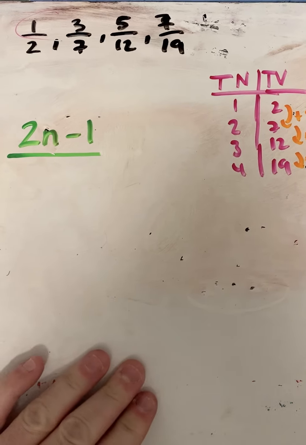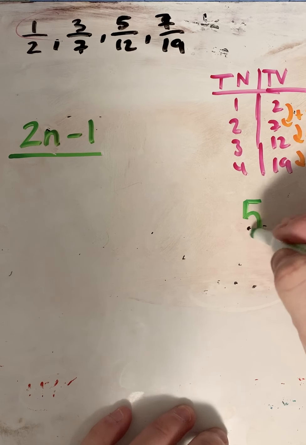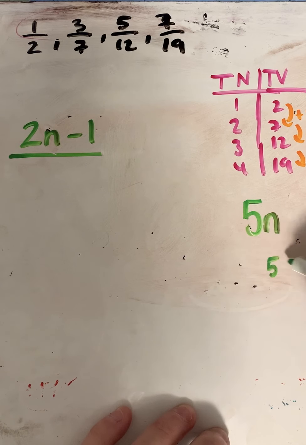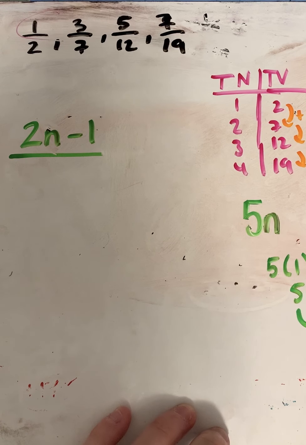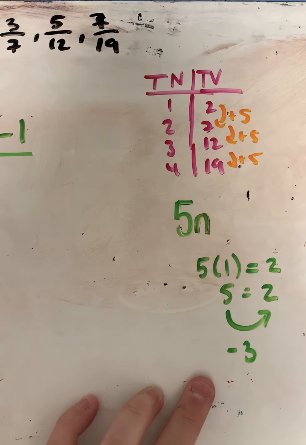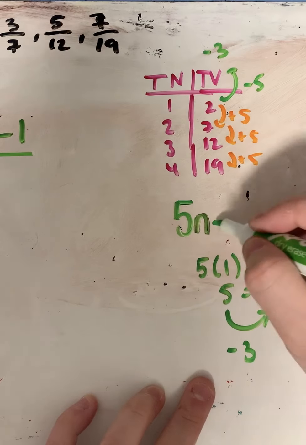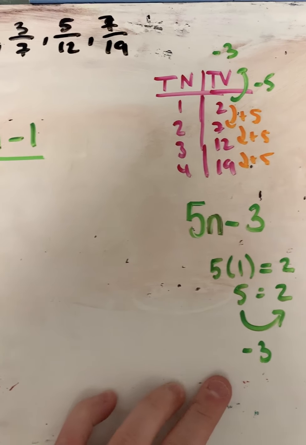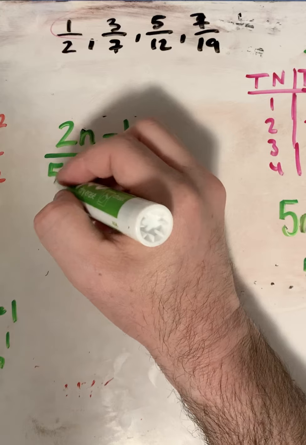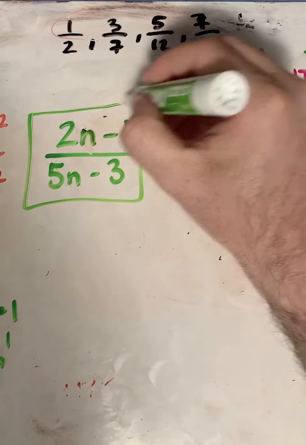Again, I could look at term 0 if I really wanted to, but I'm not going to in this case. I'm just going to solve it in the same way. So I'm looking at 5n. I'm going to do 5 times 1 equals 2. 5 equals 2. Nope. So I've got to subtract 3, which, if I had subtracted 5, I would have got -3 anyway. So 5n minus 3. I'm going to take that 5n minus 3 and put it here. And this is the pattern rule for the fractions.